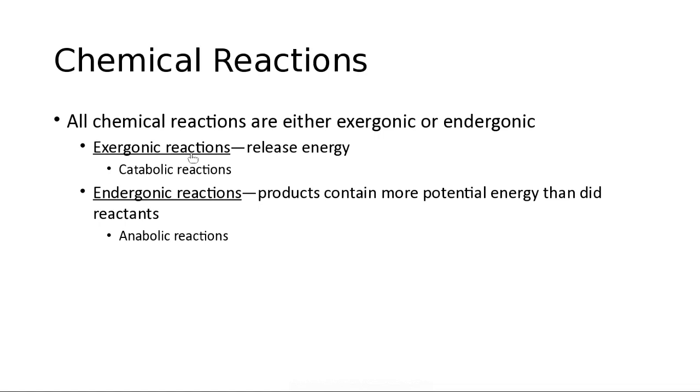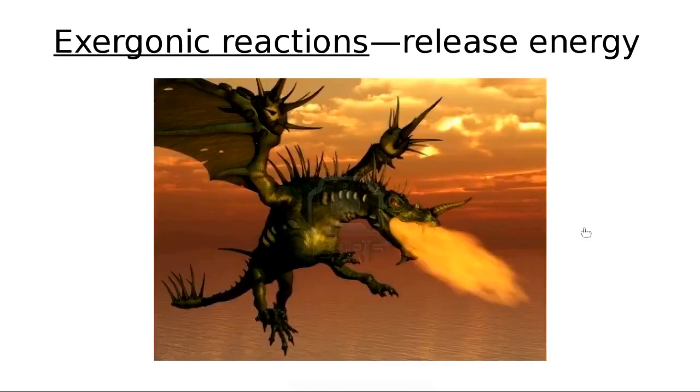Exergonic, release of energy. This is catabolic reactions. We're breaking down nutrients into their basic component parts. We can absorb them, and then we're digesting them and breaking them down and releasing energy. Endergonic products contain more potential energy than the reactants, and so you're actually building things up, anabolic reactions. This fire-breathing dragon is pretty easy to see. He is releasing energy, but he's also releasing energy as he breaks down to fly down and breathe fire on you.